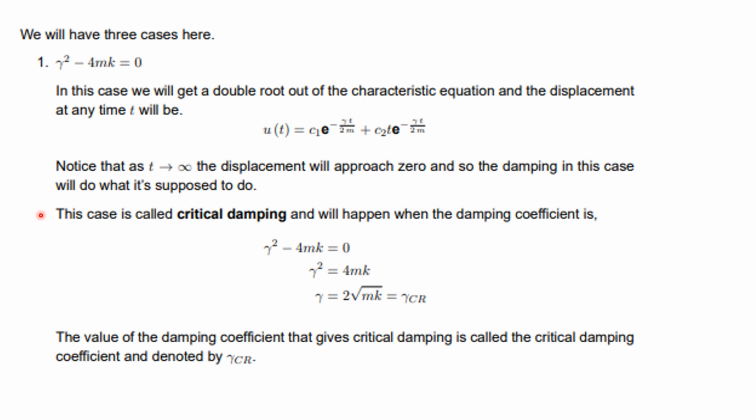This case is called critical damping, and it will happen when the discriminant is 0, that is, when gamma squared minus 4mk is equal to 0, or gamma squared equals 4mk, or, taking the square root, gamma equals 2 times the square root of mk. This value of the damping coefficient gives critical damping, and it's called the critical damping coefficient, denoted by gamma sub CR for critical damping.